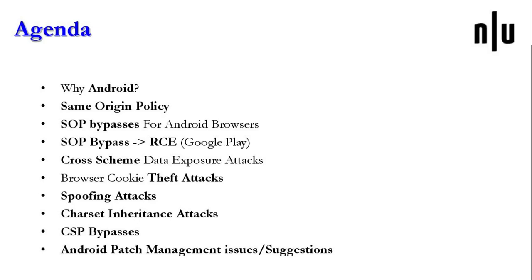Then we'll talk about a typical case of vulnerability that I found, a same-origin policy issue which was elevated to a remote code execution. By utilizing it, we were able to achieve remote code execution on an Android device. We'll talk about cross-scheme data exposure attacks. This is a term that I have personally coined for a set of same-origin policy bypass attacks.